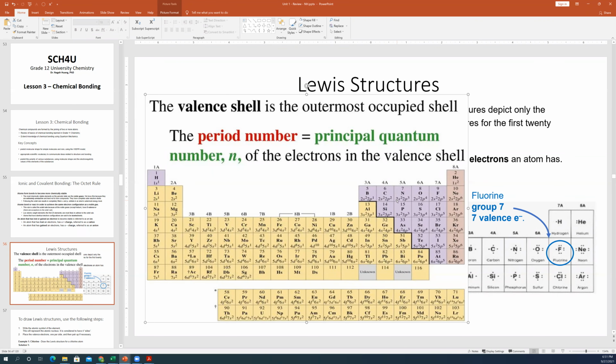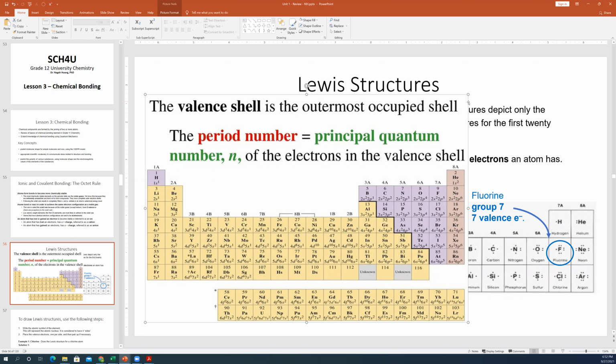For example, nitrogen would have 1s2, then 2s2, and then 2p3. So in its outermost orbital, it would have 2 in the 2s and 3 in the 2p, so it would have 5 electrons in its outermost orbital. It would have a valence of 5 electrons. Fluorine, for example, would have a valence of 7 electrons, 2s2 and 2p5.